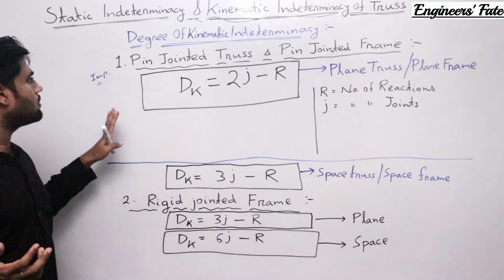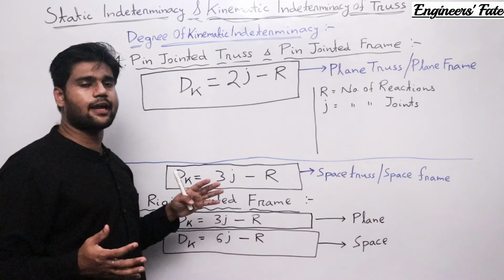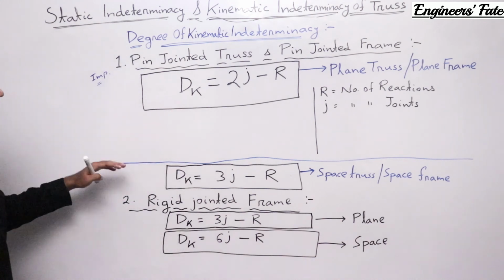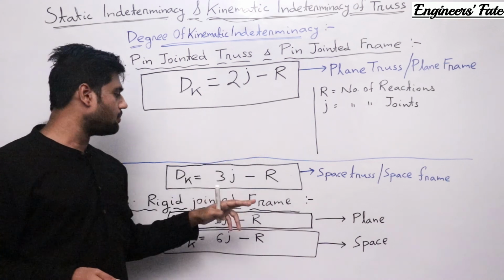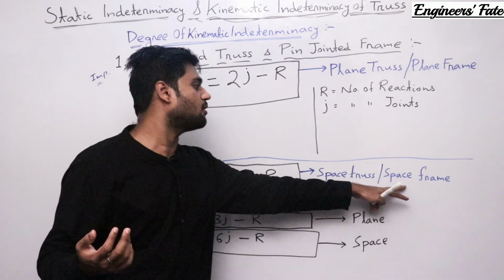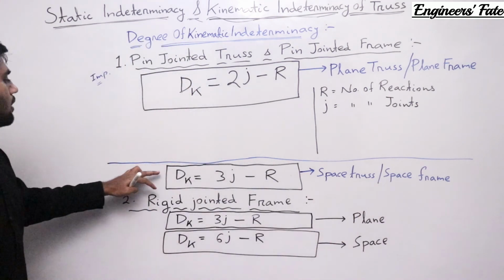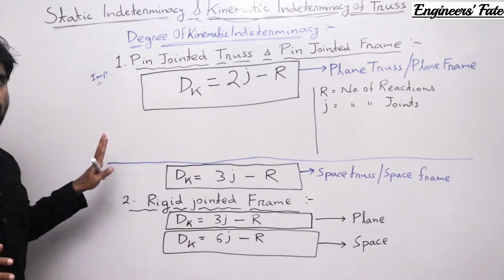So the first part is always very important. You have to view the diagram, and while discussing the GATE questions it will be more clear. And for pin jointed space truss or for pin jointed space frame, kinematic indeterminacy dk equal to 3j minus r. This thing you have to remember.